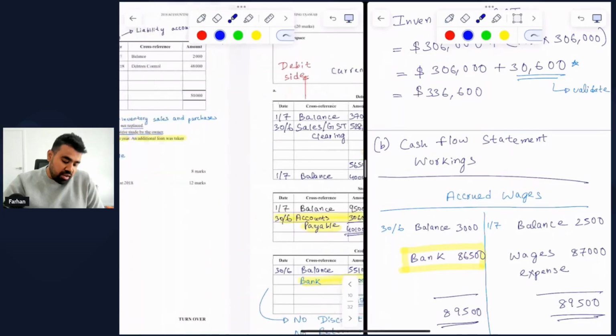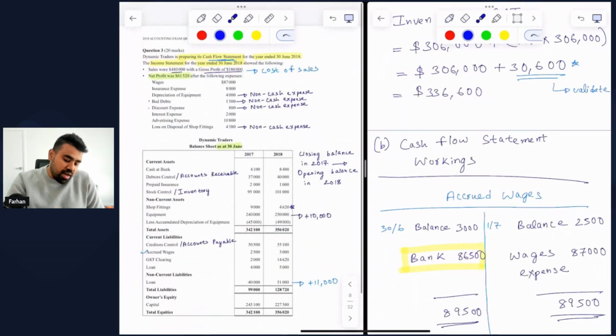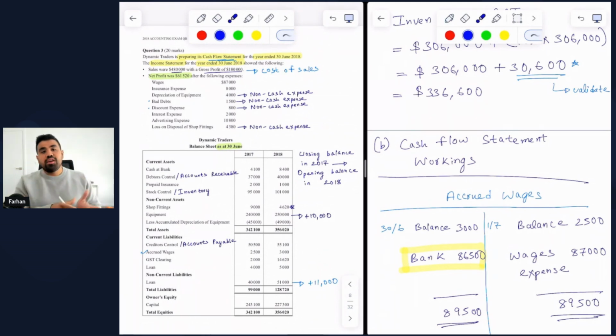But let's check the numbers for wages here. So the wages expense is $87,000. So just because it's an expense doesn't necessarily mean that we have paid for everything. This expense refers to the total expenses that we have consumed or incurred during the financial year, and out of which some could be accrued, some could be due, and some could be that we haven't paid yet. So we could check the current liabilities section, and you can see accrued wages. The opening balance is $2,500 and the closing balance is $3,000.